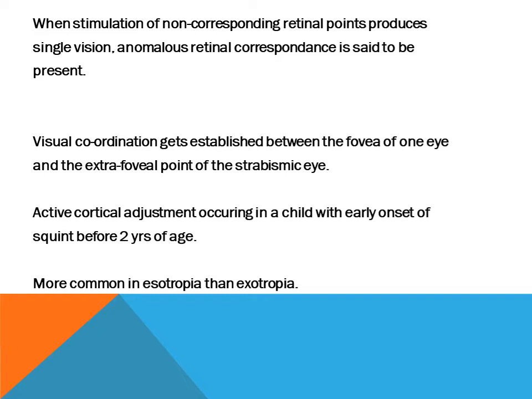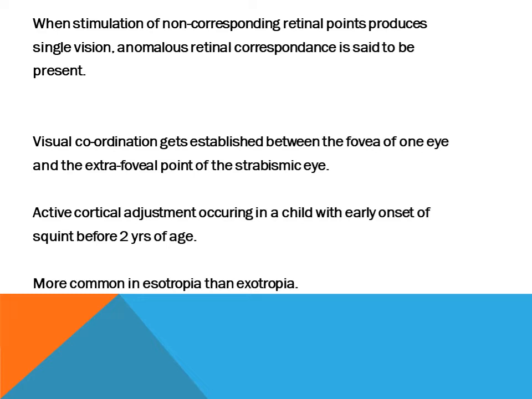So anomalous retinal correspondence is actually a diagnosis associated with strabismus. This active cortical adjustment usually occurs in children with early onset of squint before 2 years of age, because at that time their visual system is in an immature state and their visual cortex is plastic. So as a result, it is easier for their brain to adapt to anomalous retinal correspondence. That's how binocular single vision in children gets established in the presence of anomalous retinal correspondence.